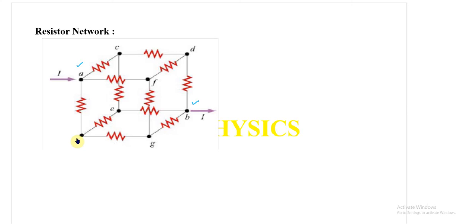One of its points, its name is not given, so I think I should give it. Let us say this is H. So let us calculate the resistance between point A and point B. These are diagonally opposite points.